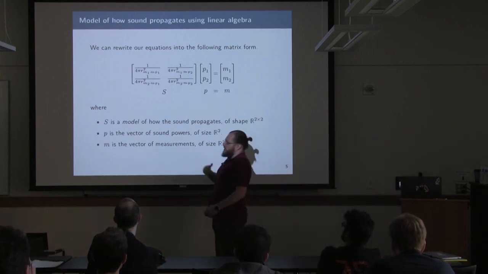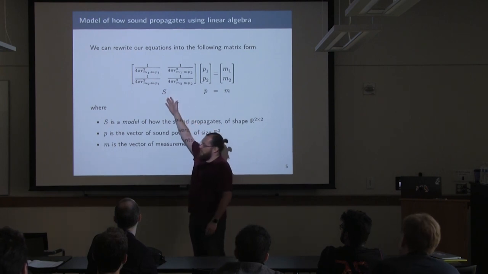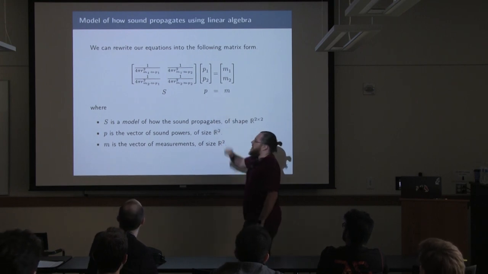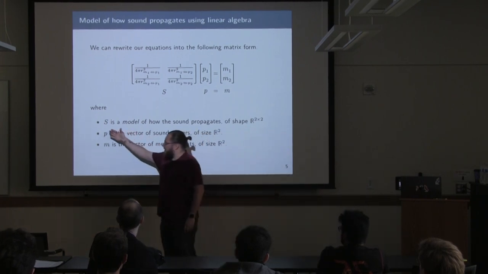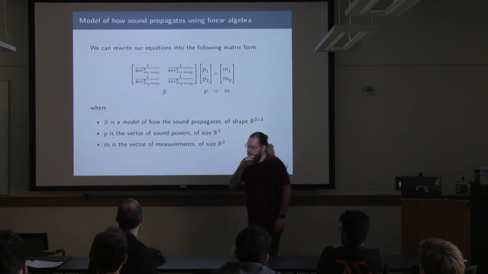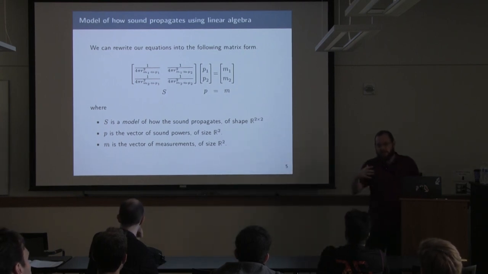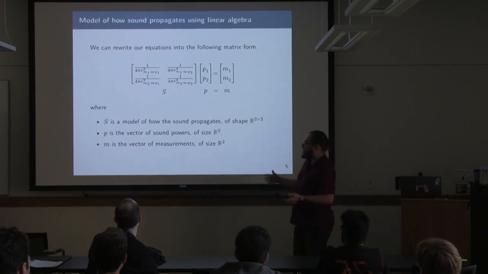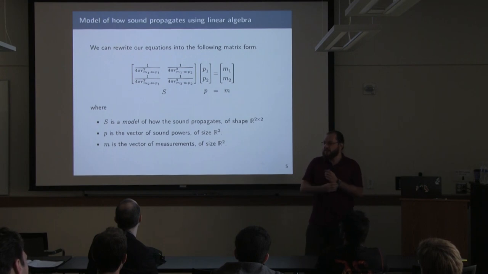We can write our system that we have here as the equations that we had as a model S, and then multiplied by a matrix vector multiplied by the powers of the speakers, and we get out our measurements. So notice, oftentimes, and I'll be harping on this a few times, S is called a model. A lot of times what a matrix represents when we use it, at least in physics and in medical imaging, is a model of how the real world responds to some sort of stimuli.